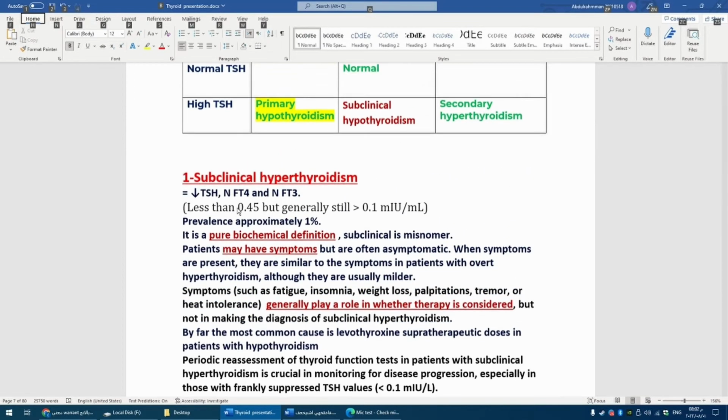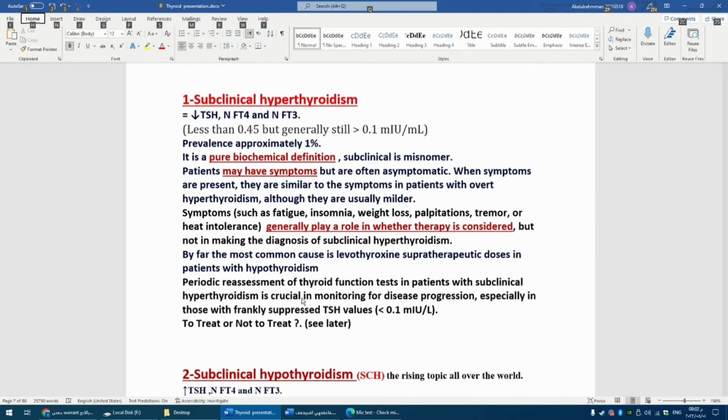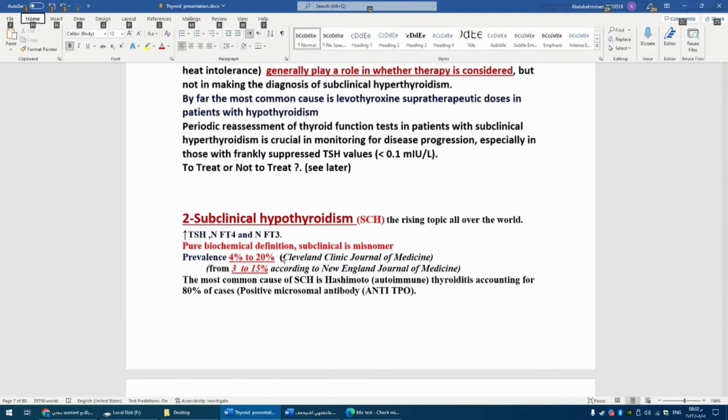To sum up, subclinical hyperthyroidism. It's a pure biochemical definition. Low TSH, normal free T4, normal free T3. Subclinical is a misnomer. Patients may have symptoms. Patients may progress into overt hyperthyroidism. Patients need periodic monitoring. Patients with subclinical hyperthyroidism may need treatment.